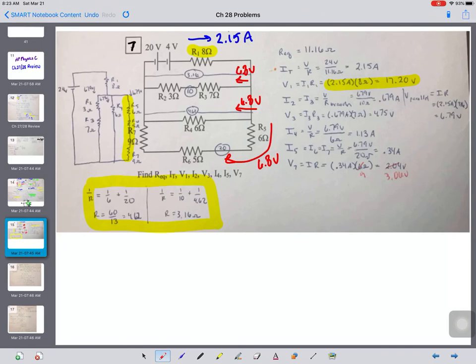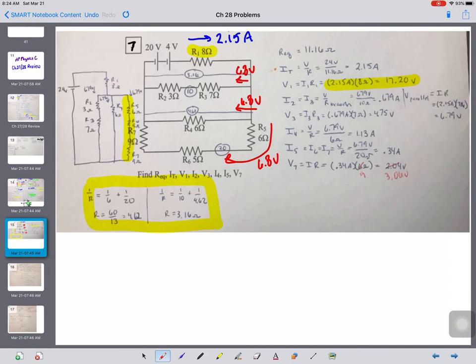Once you have those voltages across each branch, V over R for the branch will allow you to calculate the current, V equals IR, I times R. Let's see, what am I trying to find here? I2. I2 and I3 are equal to each other. And so that's going to be V over R for the branch, 6.8 volts divided by 10 ohms. Okay. Likewise, in the other branches, when you go down to I4, that's V over R for the branch, 6.79 volts divided by the 6 ohms.